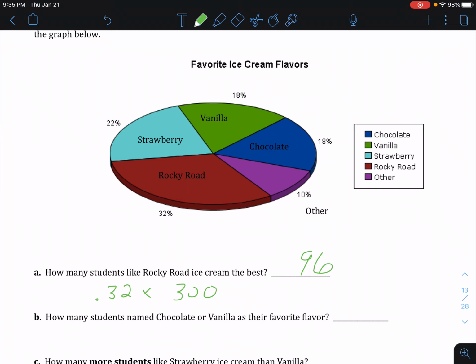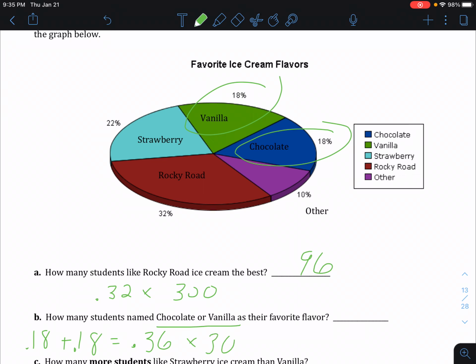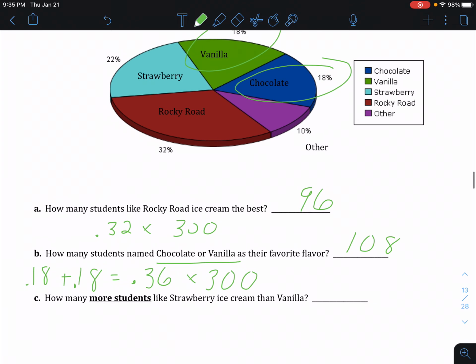B, how many students liked chocolate or vanilla? So we're actually going to add them. The chocolate is 18. The vanilla is 18. So that would be 18 plus 18, that would be 36, so 0.36 for 36%. Multiply that by 300, and that will give you 108 students.